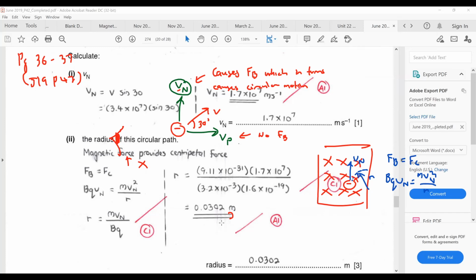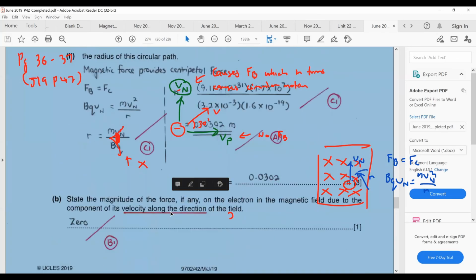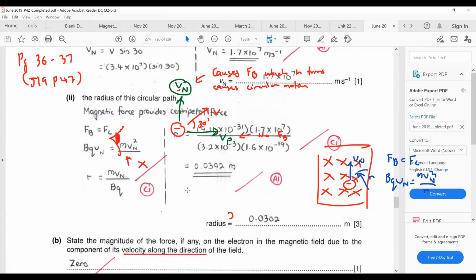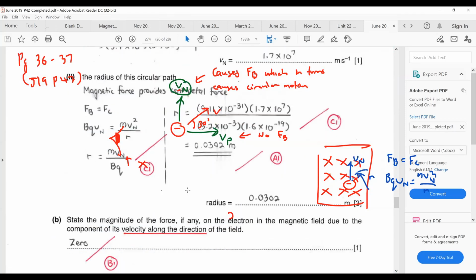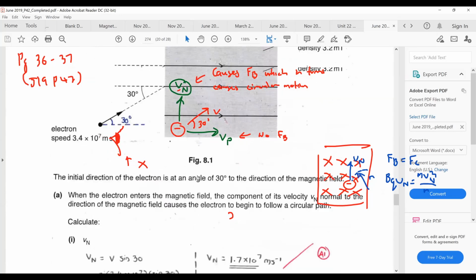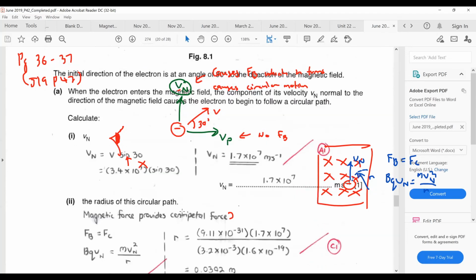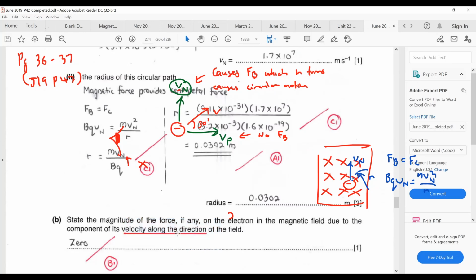Okay, so now the next part of the question asks you to state the magnitude of the force, if any, on the electron in the magnetic field due to the component of velocity along the direction of the field. It's asking you about the velocity parallel to the field. Would there be any magnetic force there? The answer is no. It will be 0.